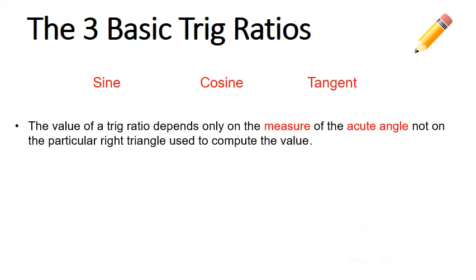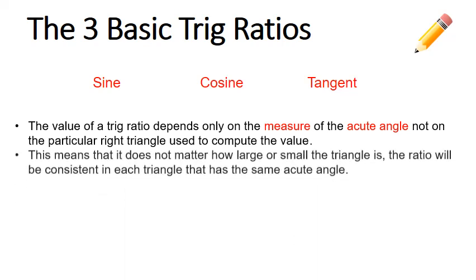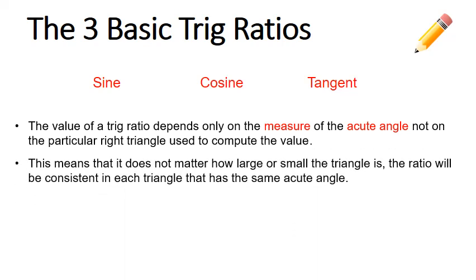So the value of the trig ratio depends only on the measure of the acute angle, not on a particular right triangle used to compute the value. It's just the angle in the right triangle. And this means that it does not matter how large or how small the triangle is, the ratio will always be consistent in each triangle that is using the same acute angle.